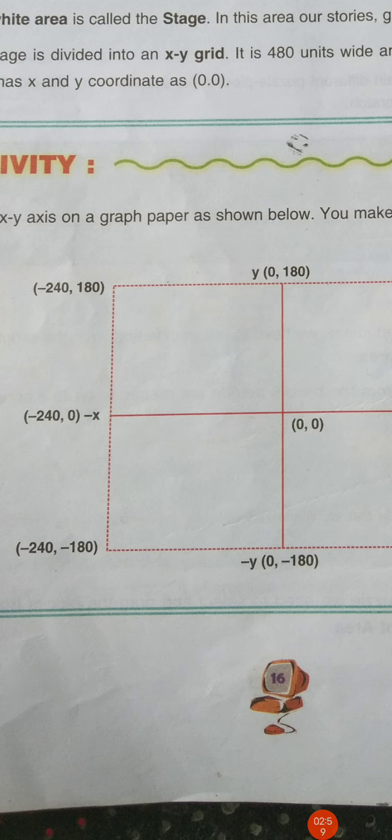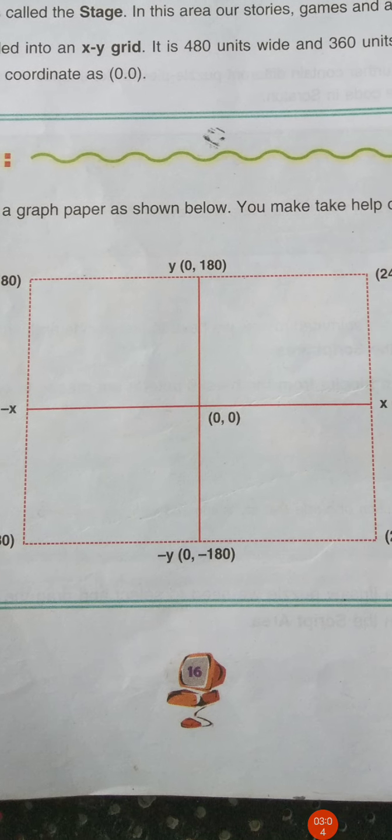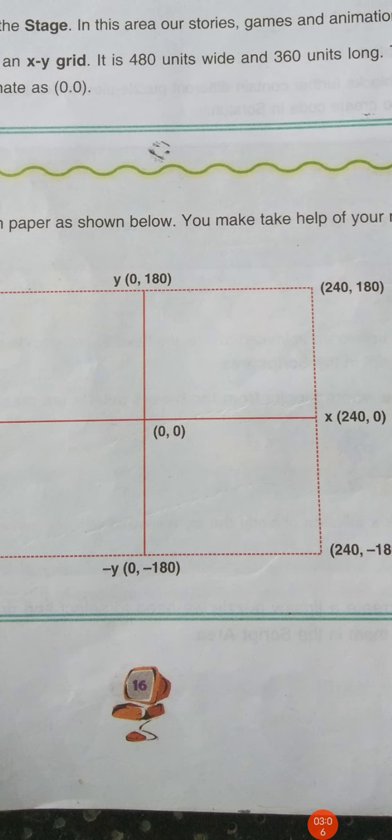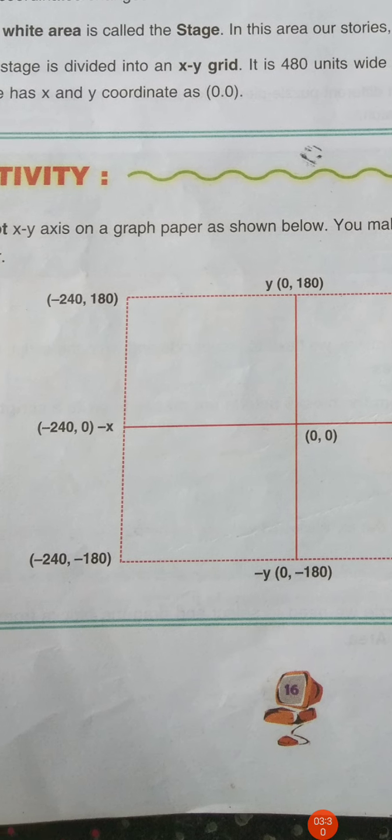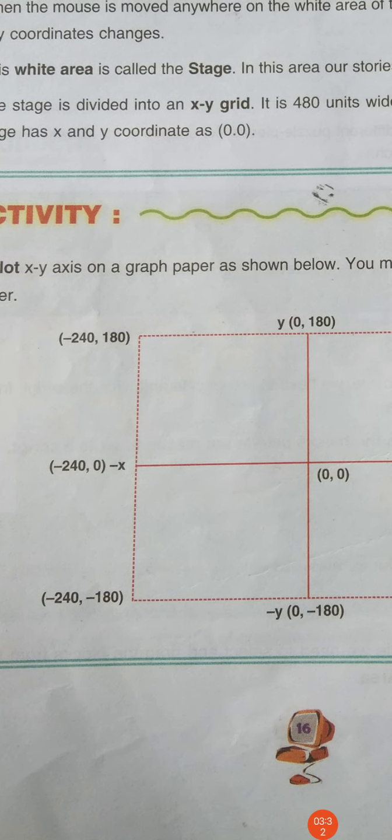The left side is negative x, and the right side is positive x. On the y-axis, the upper side is positive and the bottom side is negative. So, dear students, this is the x and y coordinate system. This stage is divided into an x and y grid.